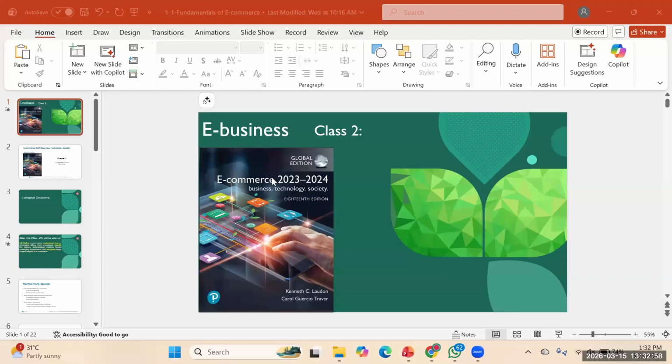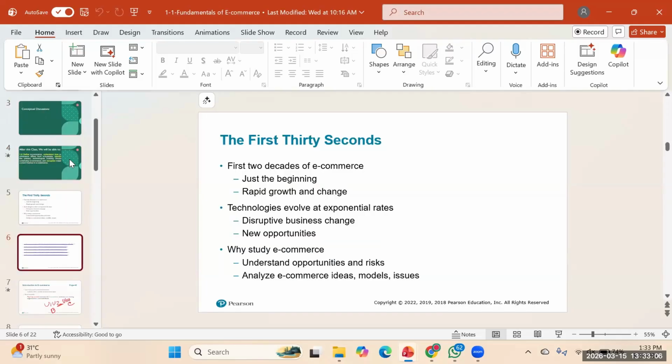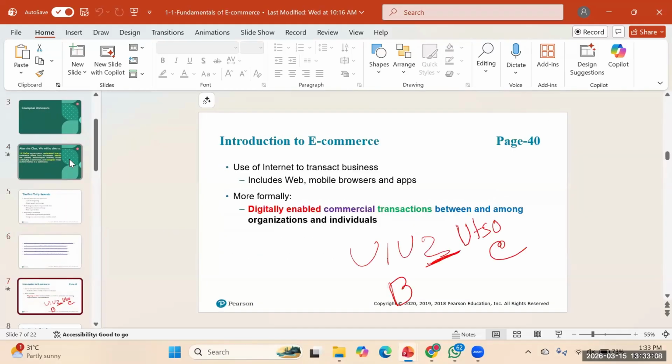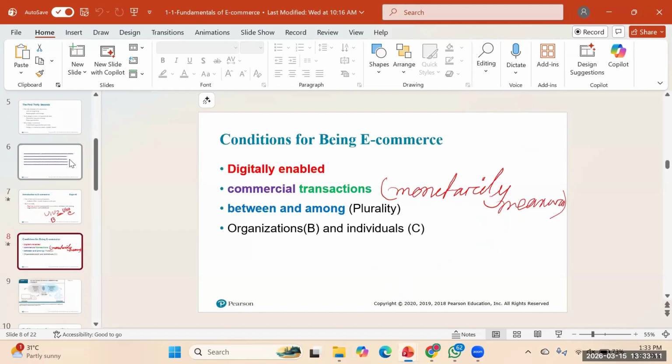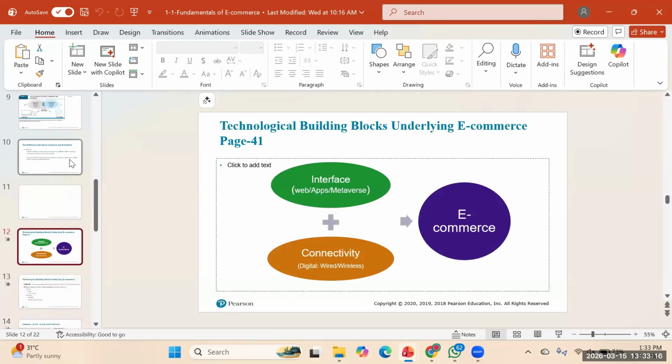So don't worry, we are starting now. First of all, we are recapping what we shared in the last class. If you remember, we were discussing the fundamentals of e-commerce, and we started with defining what e-commerce is and how it is different from e-business. Then we discussed the technological building blocks that enable an e-commerce platform.